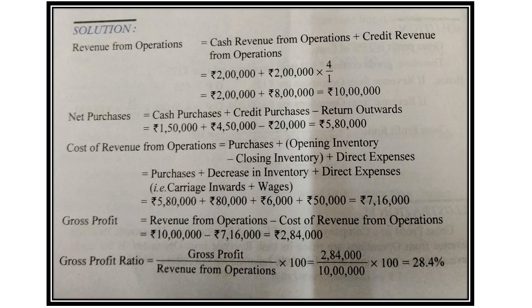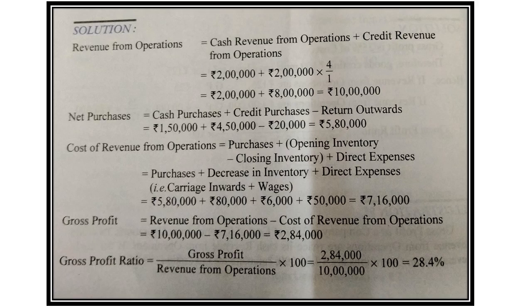Cost of revenue from operations: purchases, opening stock, direct expenses minus closing stock. See, carriage inward is a direct expense. Carriage outward, if it had been written, would be an indirect expense. Indirect expenses we do not take in the calculation for cost of revenue from operations. Purchases plus decrease in inventory plus direct expenses. In the illustration, two direct expenses are given: carriage inwards and wages. So total cost of revenue from operations is rupees 7 lakh 16,000.